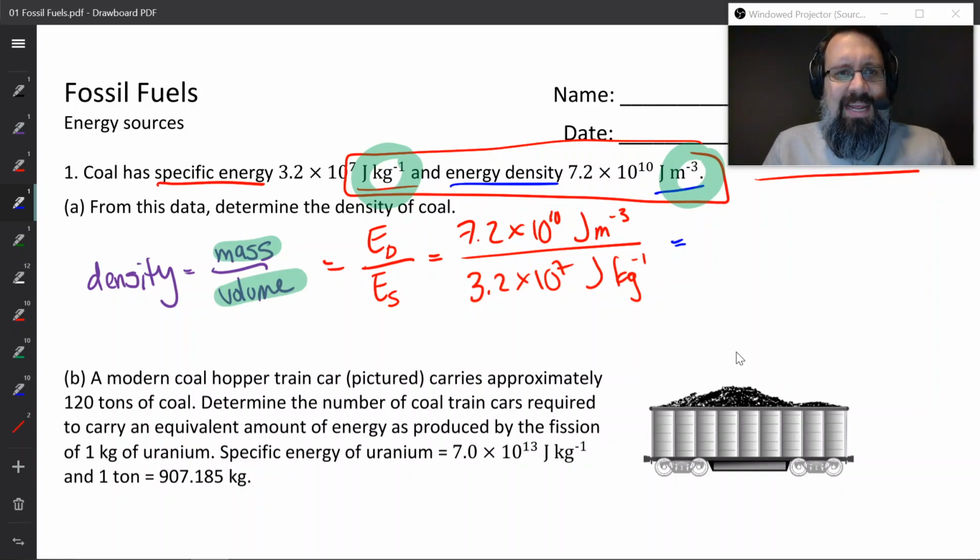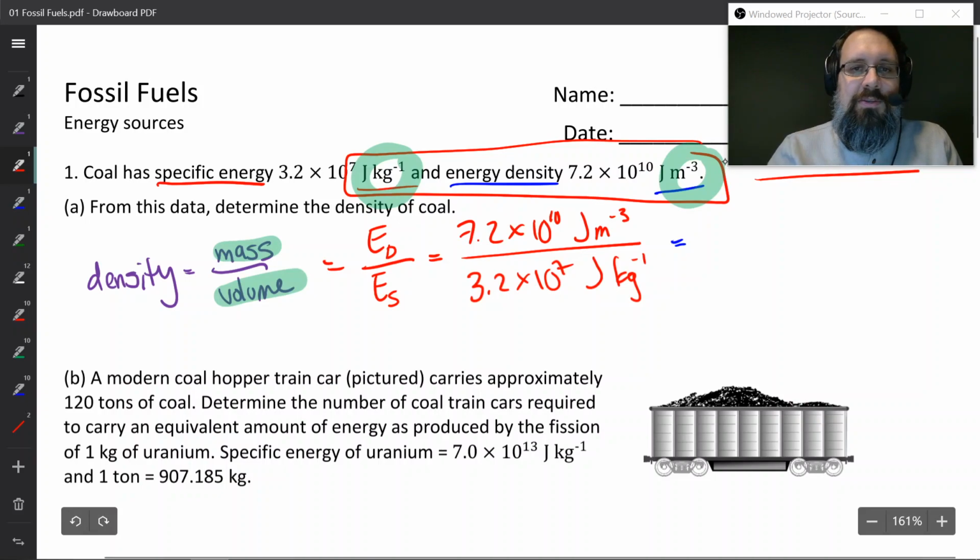Okay, so we're trying to find the density of coal from the specific energy and the energy density. Once again, the specific energy is how much energy there is per unit mass, and the energy density is how much energy there is per unit volume. So how much energy there is per amount of material, and how much energy there is per space it takes up. So we'll continue with this.